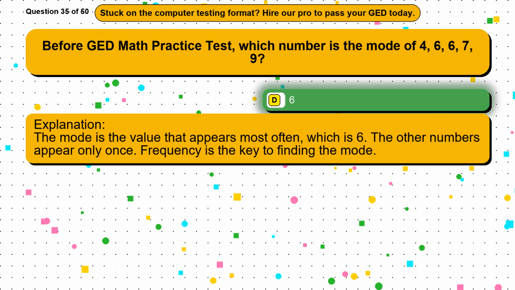The other numbers appear only once. Frequency is the key to finding the mode.